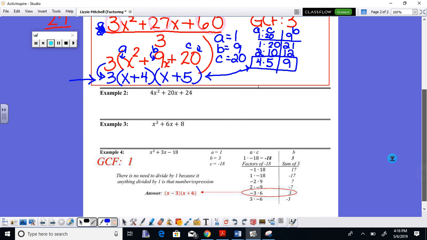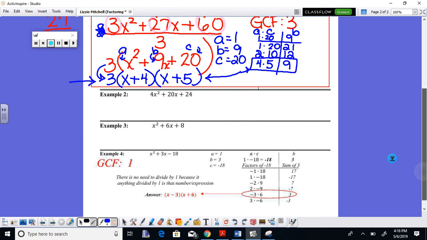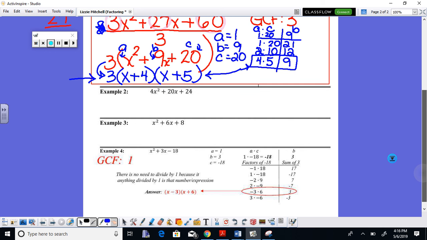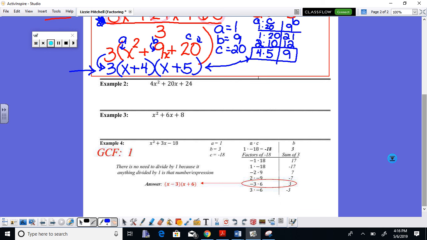Okay, so there's example 2 there, and here's example 3. Example 4 has been done. Let's look at example 4 also. So here's example 4: x squared plus 3x minus 18. This one's a little trickier because we have a negative in there, a minus sign.